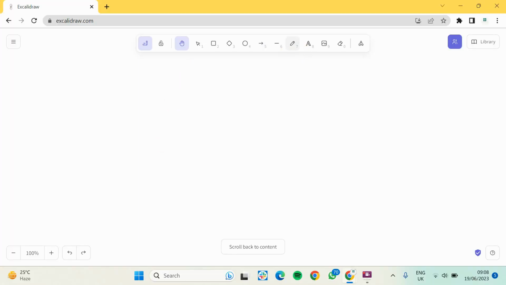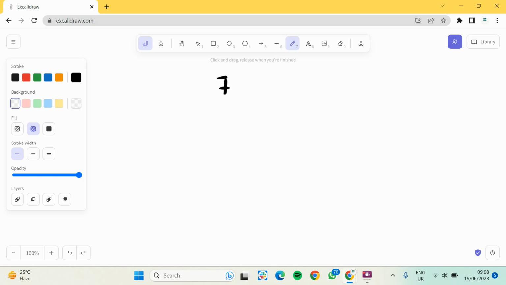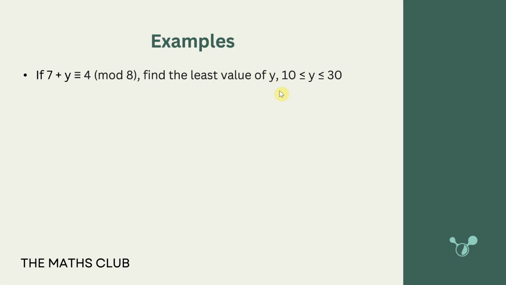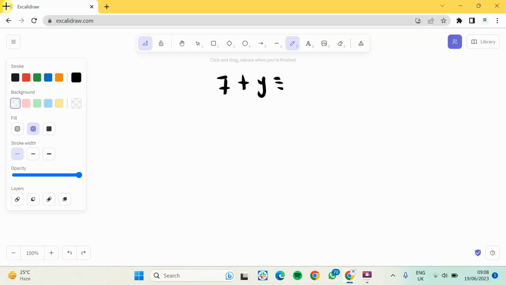So we have 7 plus y is equal to 4 mod 8. And we're told that y is between 10 and 30, less than or equal to. 10 and 30 are inclusive because of this equal to under the less than. So it's from number 10 to number 30.